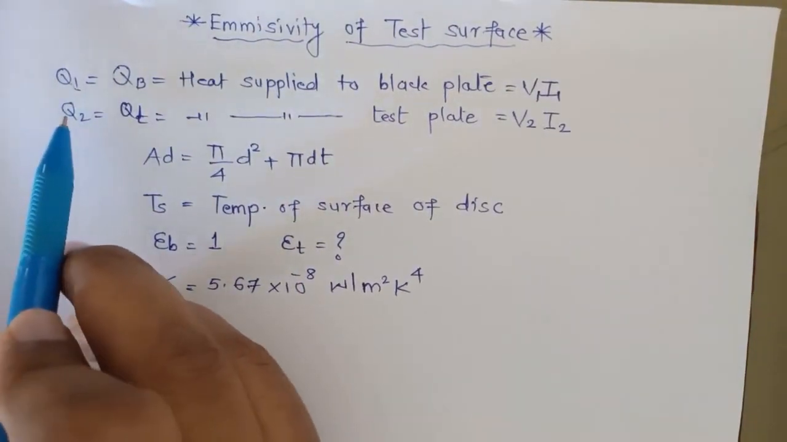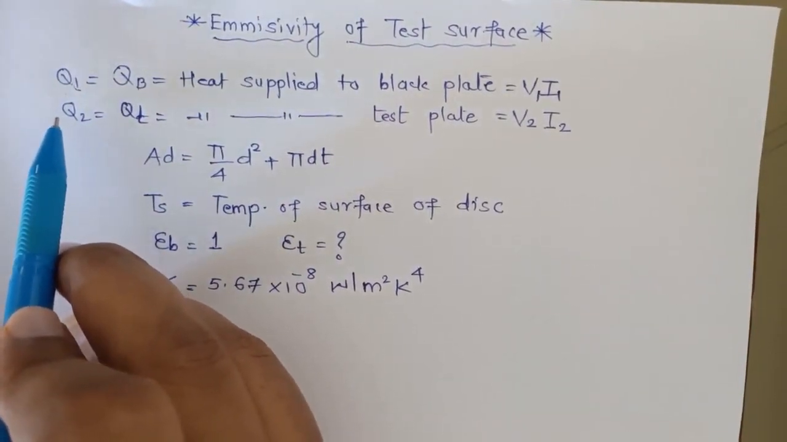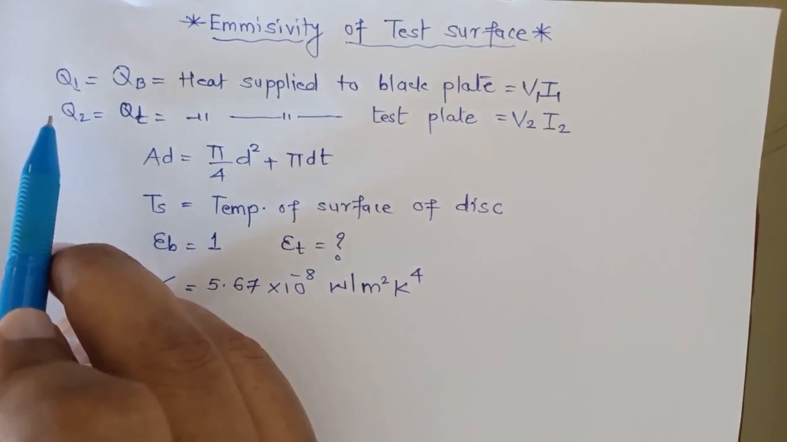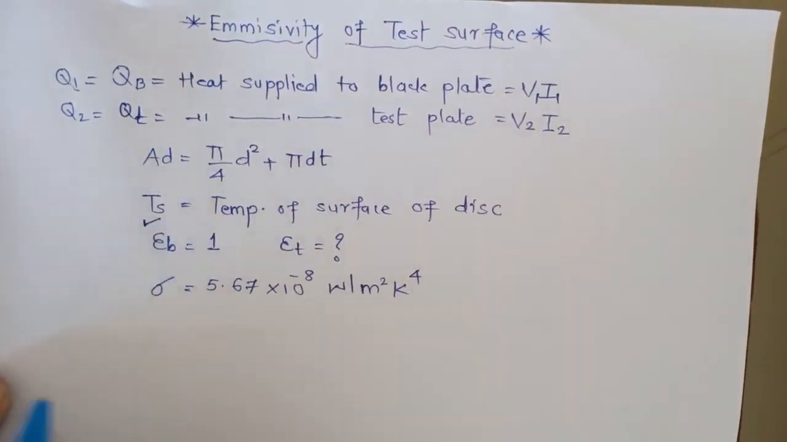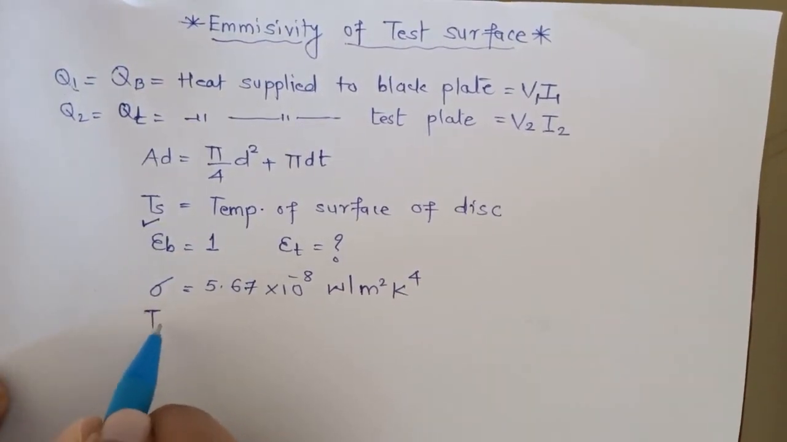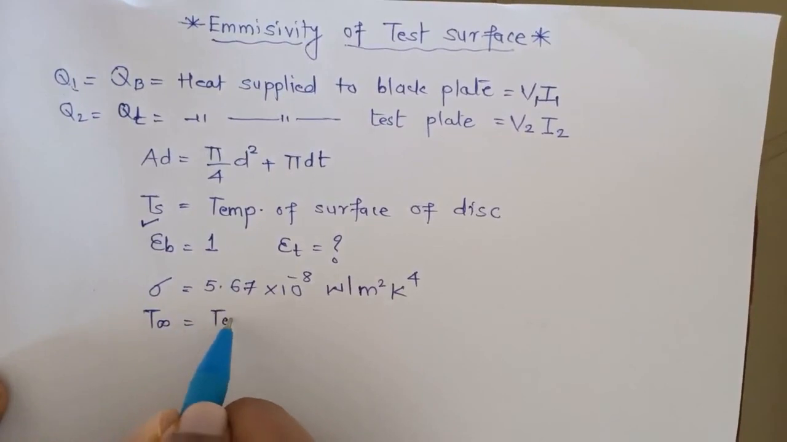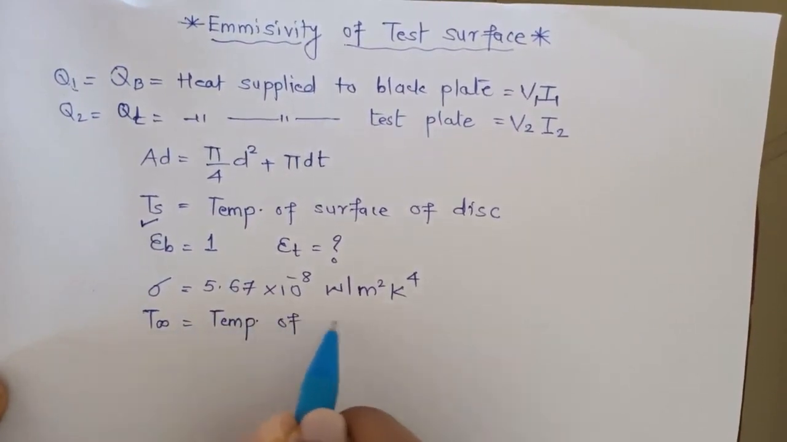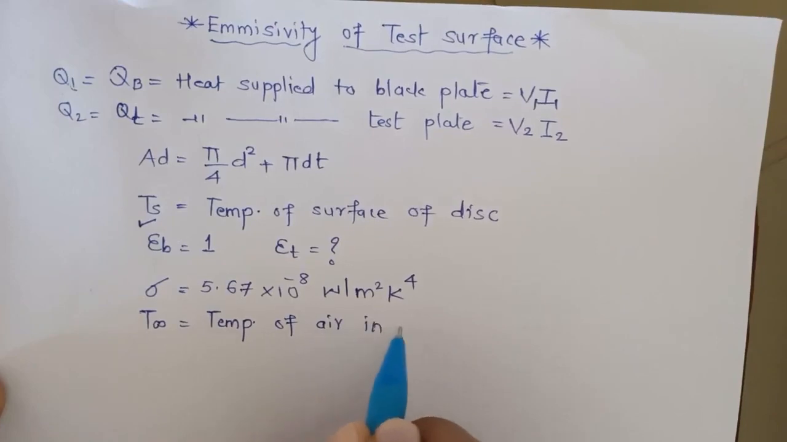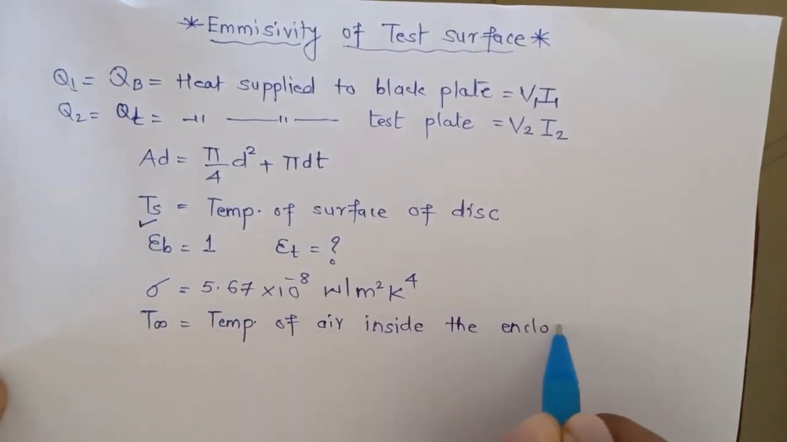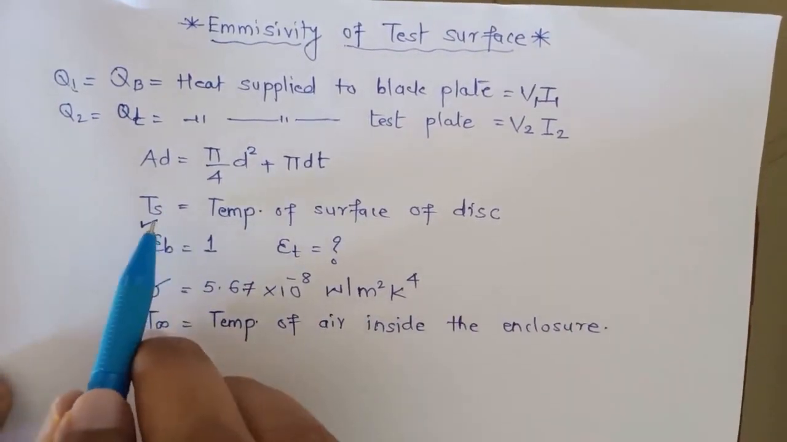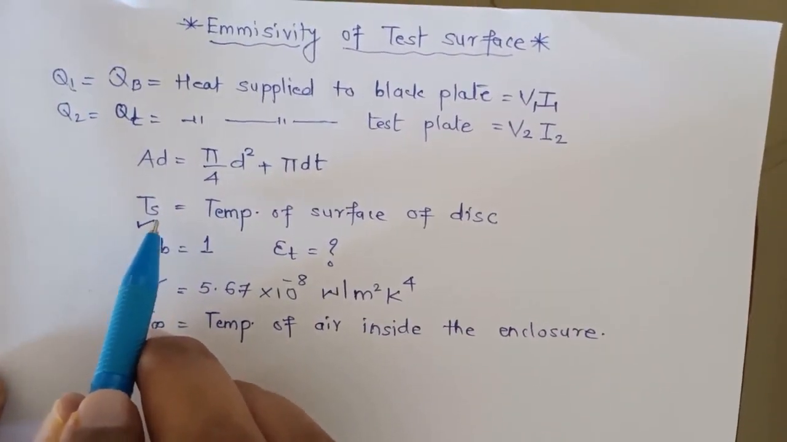Because these are the only sources of energy inside the enclosure. There is no other source. Also, one more thing I forgot to tell you: Ts is the temperature of the test surface of any of the disks, or the test surface as well as the black plate. There will also be the temperature of the enclosure, T infinity, or you can say the temperature of the air inside the enclosure.